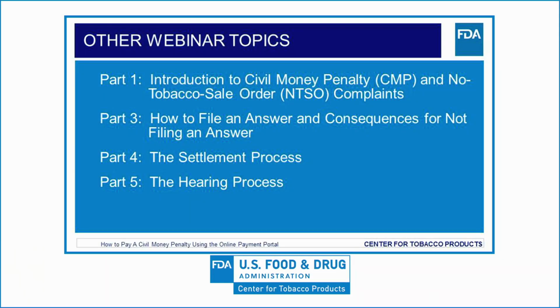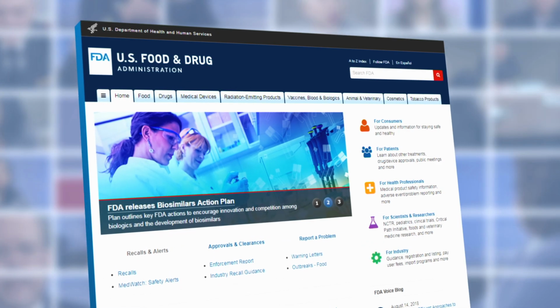FDA has created 5 separate webinars in this series. The other topics in this series are Part 1, Introduction to CMP and NTSO Complaints. Part 3, How to File an Answer and Consequences for Not Filing an Answer. Part 4, The Settlement Process. And Part 5, The Hearing Process, including what happens before the hearing is conducted, during the hearing, and after the hearing. All 5 webinars are available on FDA's Tobacco Compliance Webinars page.